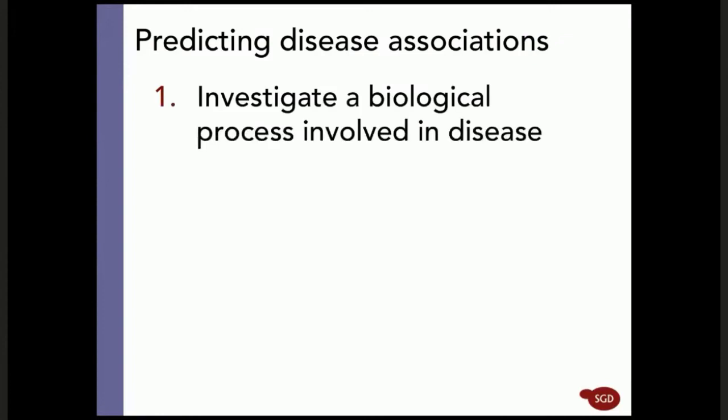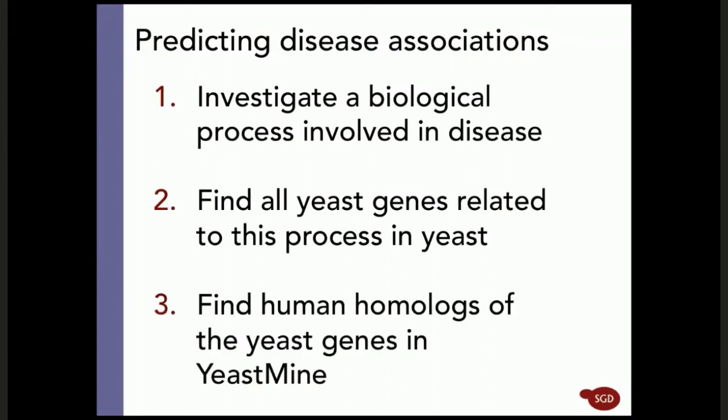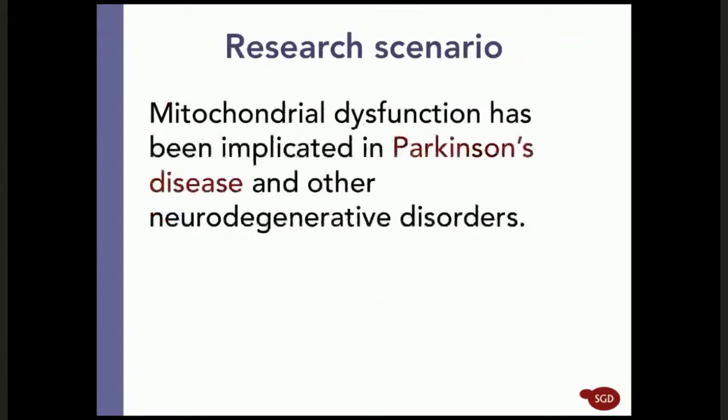I'll start with a biological mechanism implicated in disease, find all the yeast genes related to that biological mechanism, and then use YeastMine to find their human homologs. Let me demonstrate by using Parkinson's disease as an example.